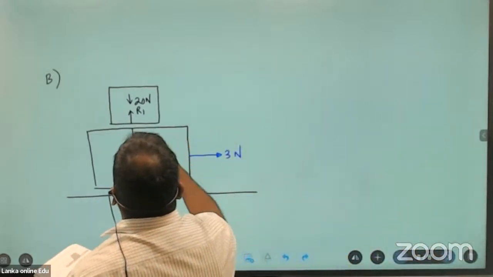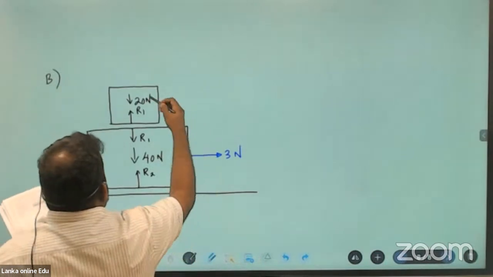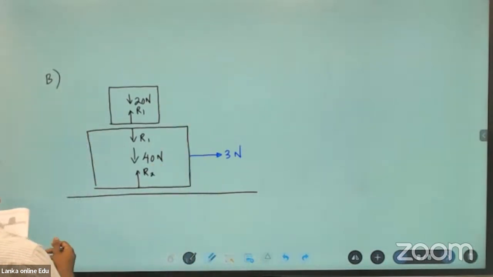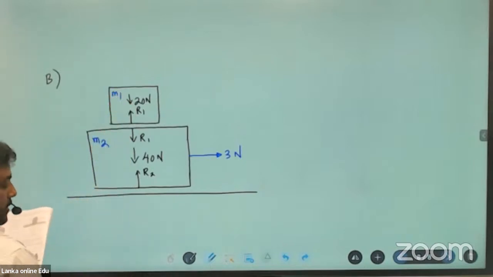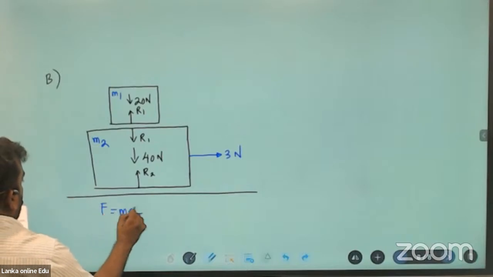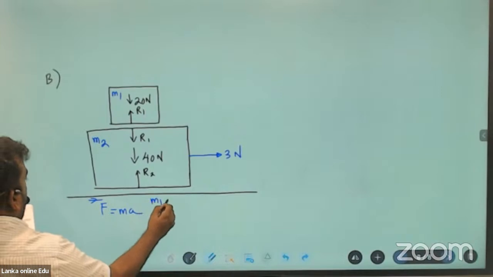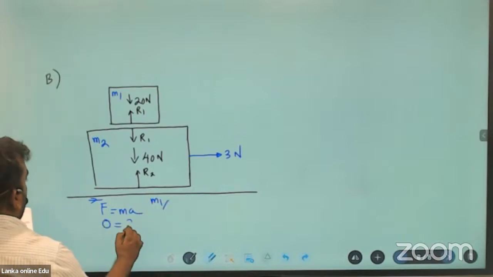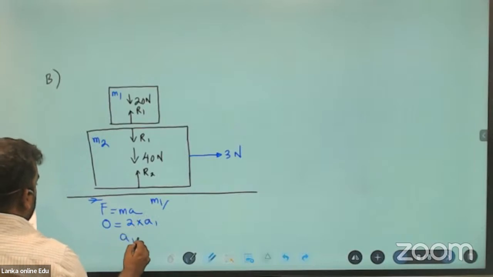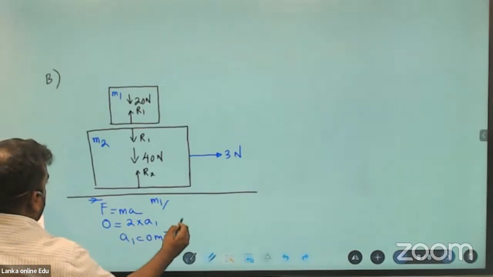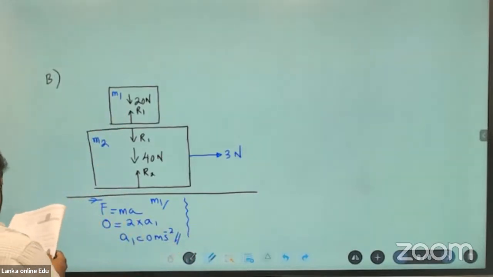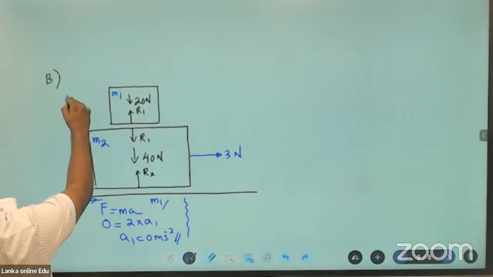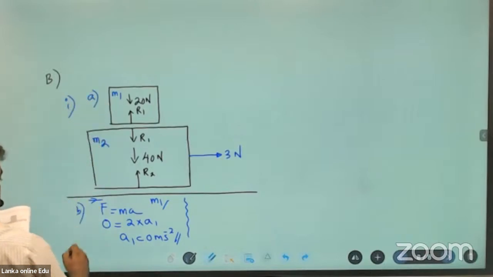This force is acting on this mass, no? There is no force acting there. So if I write this is M1, this is M2, and F equal MA on M1: no force, whatever the mass, acceleration is guaranteed to be 0. Here no friction. They have told this part. This is B Roman 1. Part A done, this is part B.